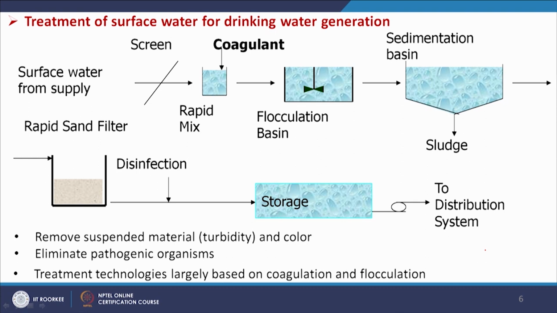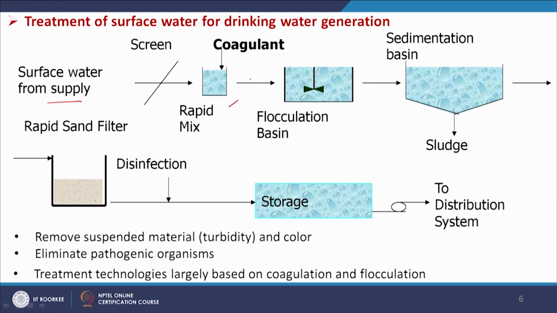If we see the first surface water supply, then we have a screen for the removal of floating materials like the leaves, paper, pieces of paper, or anything like this. Then after that it will be coming to coagulant.